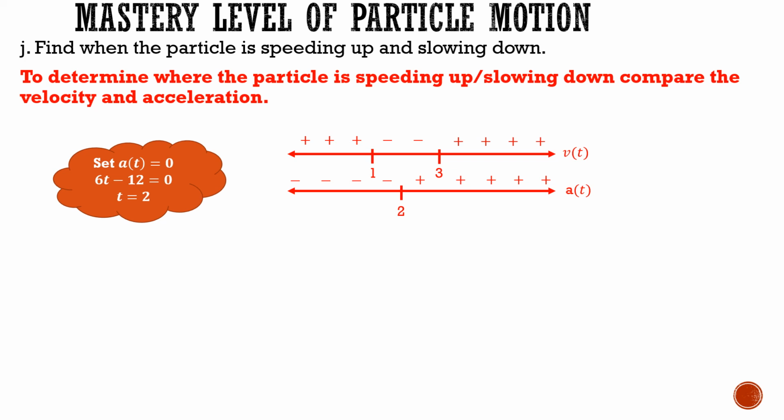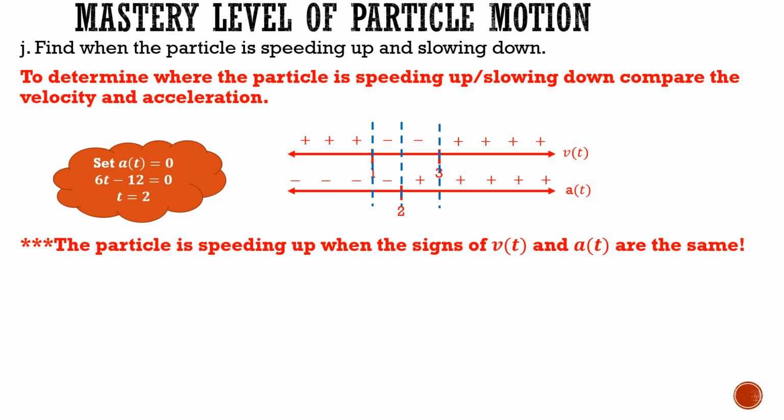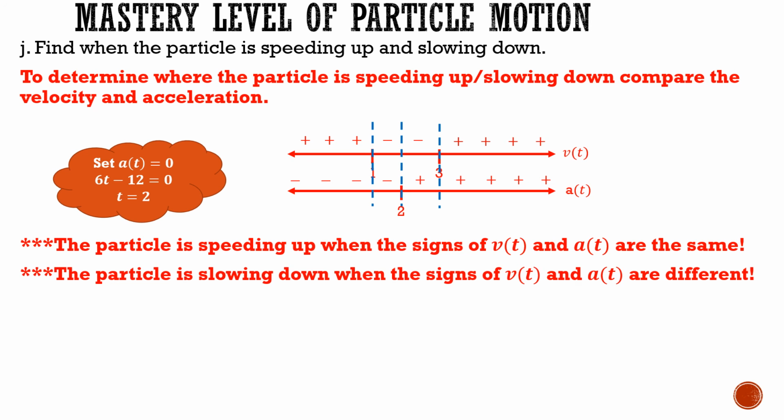And again, because my acceleration was a linear function, and it was positive, I knew it was going up to the right and down to the left, so I could simply put negatives and positives on my number line. Now, in comparing this, I want to break up my line for every stopping point. So at 1 and at 3, that's the stopping point for velocity, and at 2 was a breaking point for my acceleration. Now, wherever your signs for velocity and acceleration are the same, we know that the particle is speeding up. Now, wherever your signs for velocity and acceleration are different, your particle is slowing down.